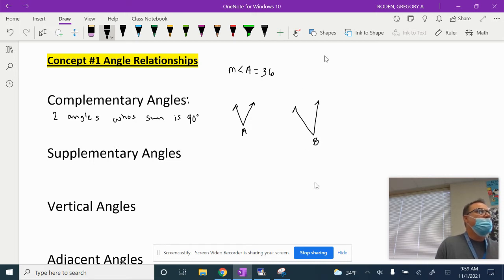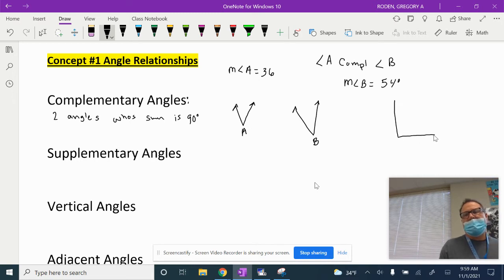Angle B, if I know that angle A is complementary to angle B, what do we know the measure of angle B has to equal? It has to equal 54 because they're complementary. They have to add up to 90. You guys see that?